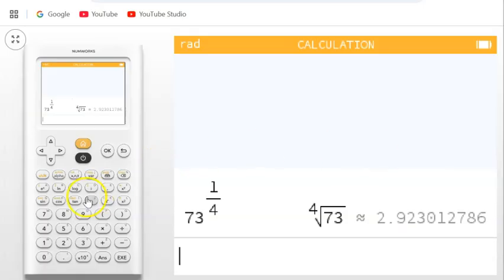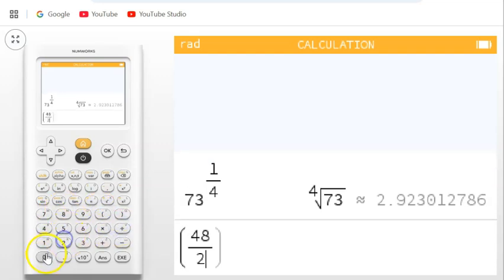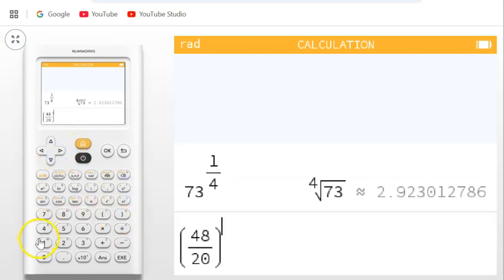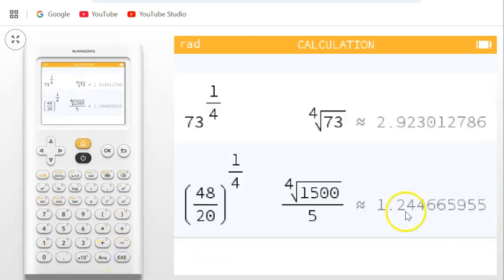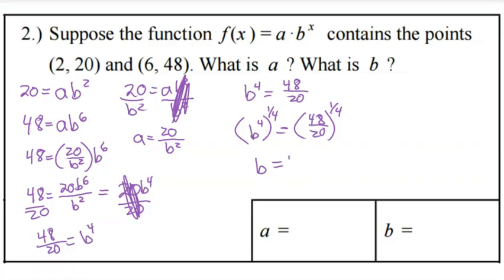Let's go to the calculator for that. So parenthesis 48 over 20, close the parenthesis, to the power of 1/4. And it says that that is 1.245 if we round. So this 6 will round this 4 up to a 5. So 1.245. So B is 1.245. We'll put that right here. Okay. Now we want to find A.